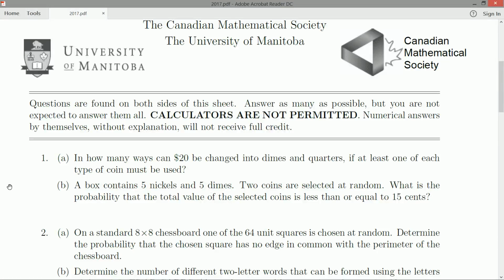So in this one, we're just going to take a look at question number 1. So 1A, in how many ways can $20 be changed into dimes and quarters if at least one of each type of coin must be used? Okay. So $20 changed into dimes and quarters. Well, $20 is really 2,000 cents, and dimes are 10 cents, quarters are 25 cents. And we need at least one of each type of coin used.